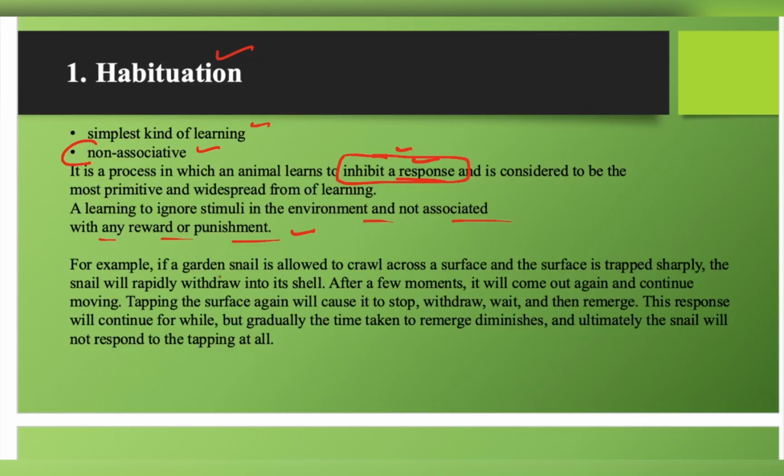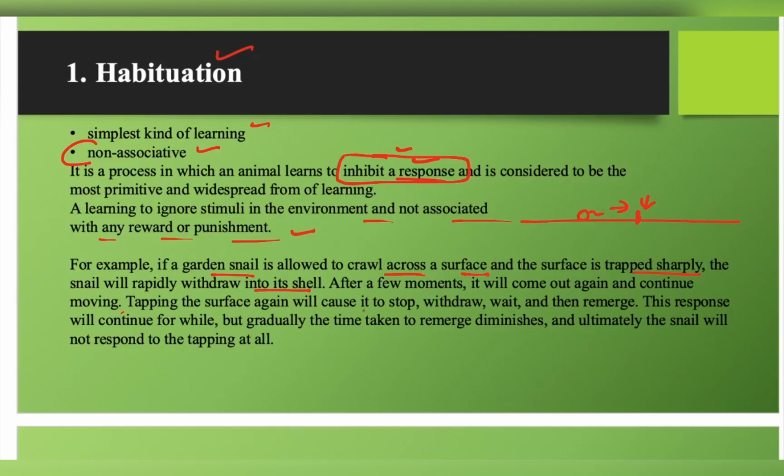For example, if a garden snail is allowed to crawl across a surface and the surface is tapped sharply, the snail will rapidly withdraw into its shell. That means if this is the surface and there is a garden snail going in this direction, and the surface is tapped here sharply, the snail will rapidly withdraw into its shell, right? After a few moments it will come out again and continue moving. So if you tap once, the snail will go back into the shell. After a few minutes it will come out again and continue moving.